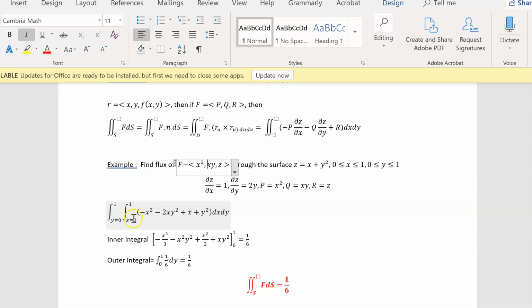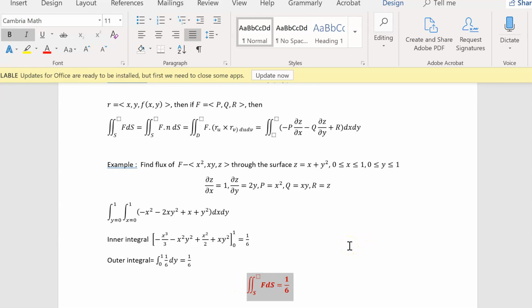First we integrate with respect to x, and then you get this, and then you put in the limits 0 and 1, and you get 1/6. Then you take that 1/6 and do the outer integral, that's the inner integral, and the outer integral is 1/6 dy going from 0 to 1, and then you get 1/6 as your final answer. So the flux here is 1/6.